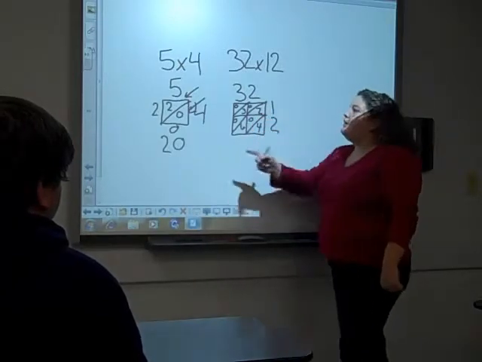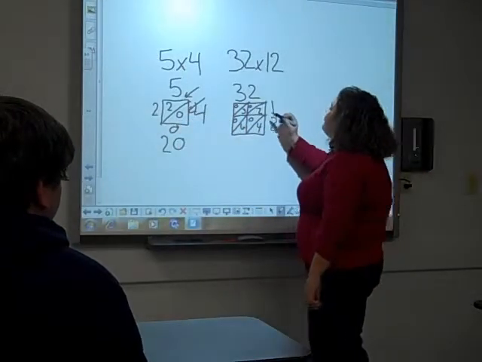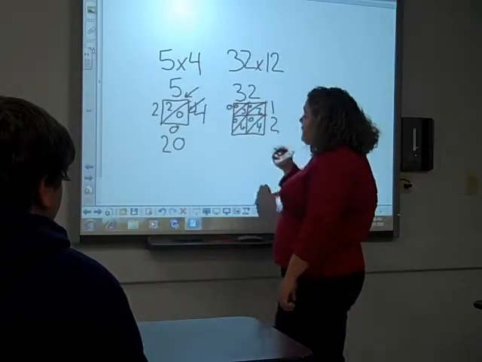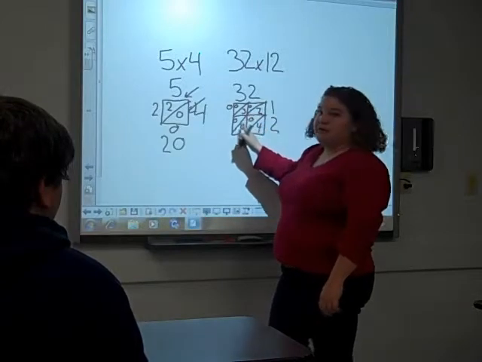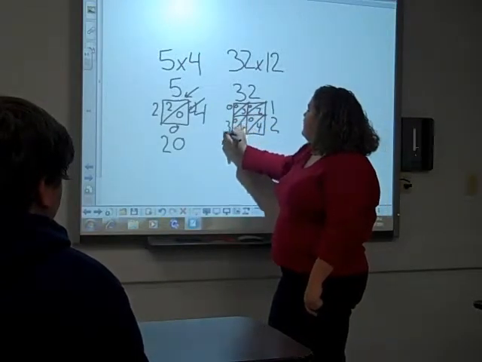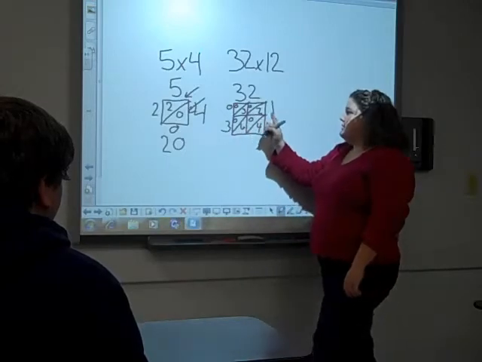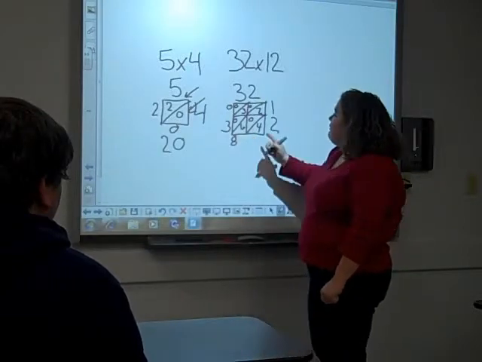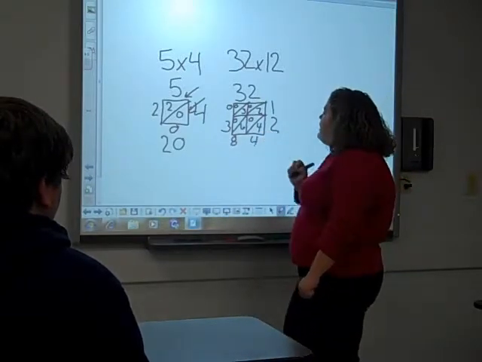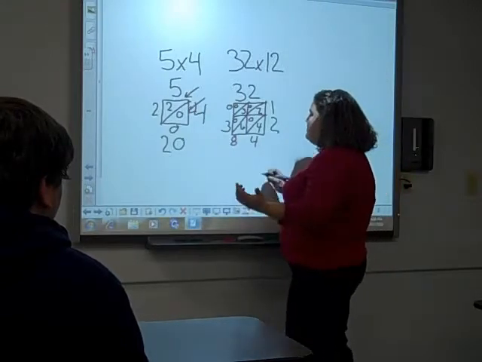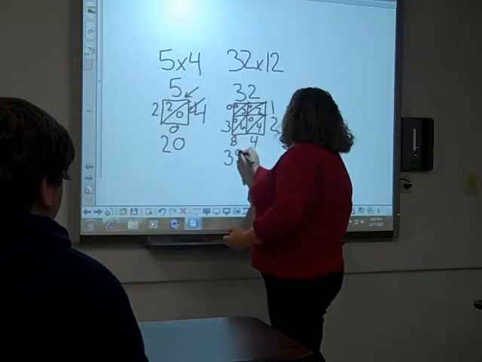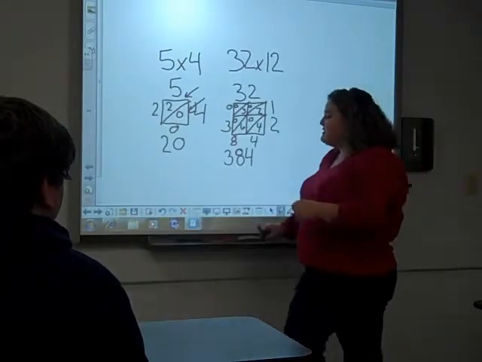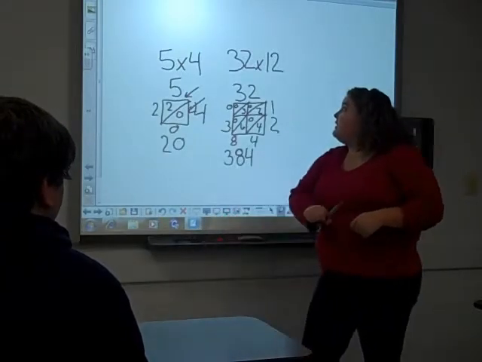And this is where the adding diagonally comes into play. What you're going to do is you're going to add through each of these diagonals. So you have a 0 up here. Then you'd have 0 plus 3 plus 0, which would equal 3. Then you'd have 6 plus 0 plus 2, which would equal 8. And then you have 4. So your answer to this problem would be 384.